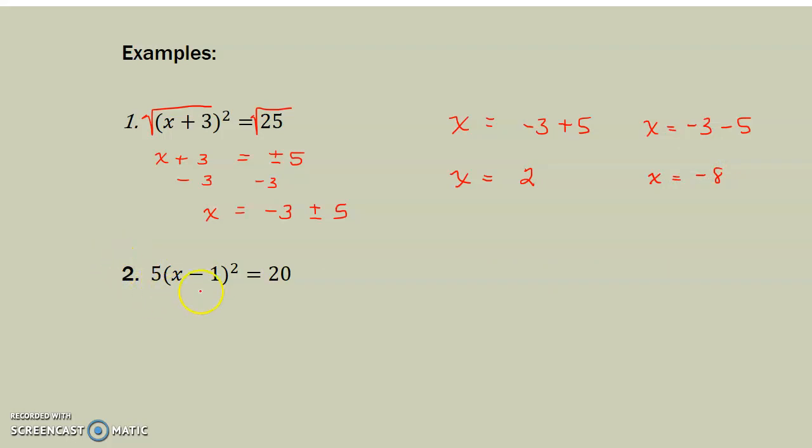Okay? All right, number 2, a little extra step here. I need to get rid of this factor of 5 out here, so that then I have something I can take the square root of. So we're going to divide both sides by 5 first.